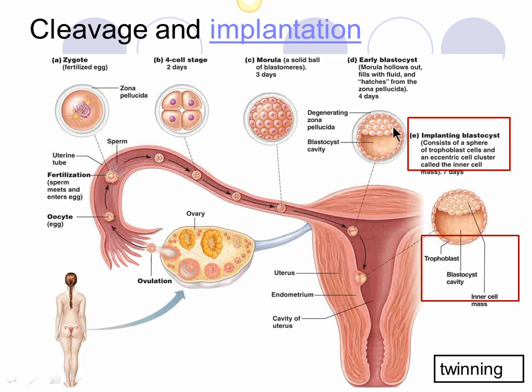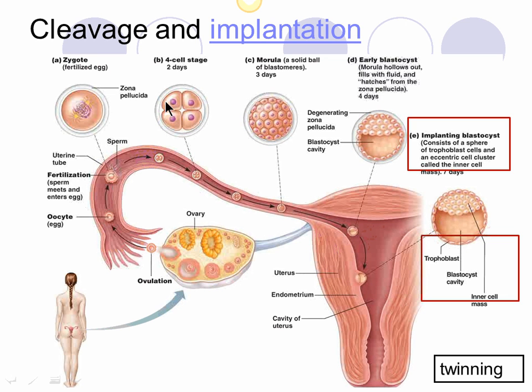So now it gives rise to an area of cells at one pole, and then another area which completely surrounds this cavity. This outer area is called the trophoblast, and this inner area is called the inner cell mass. The inner cell mass gives rise to the embryo proper, and the outer cell mass, which used to be called that and is now called trophoblast, gives rise to the placenta.